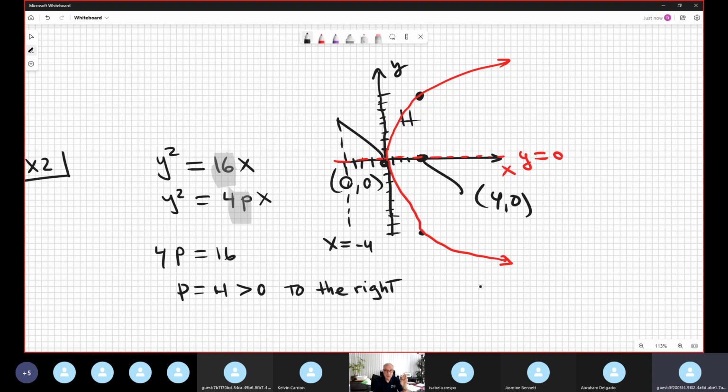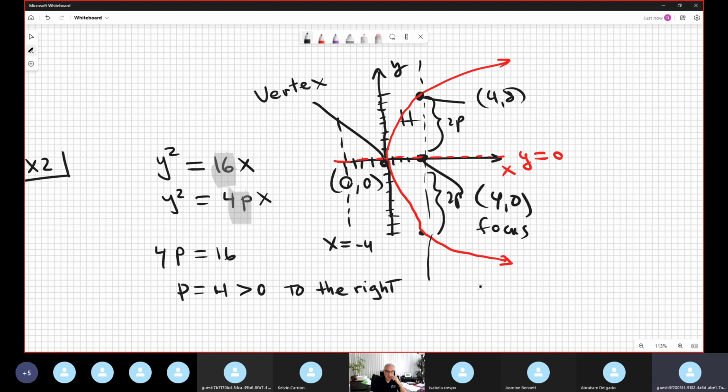Vertex, this guy. Focus, that guy. End points of the focal diameter. In this case, it would be (4,0) because that distance is 4. Remember, it's passing through the focus, and the distance is 2p and 2p. And p in our example is 4, and 2 times 4 is 8. And the other point is the point (4,-8), no? And the rest is the directrix, which is vertical in this case, no? It opens to the right, and the axis of symmetry is horizontal.